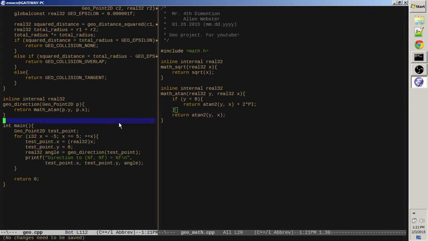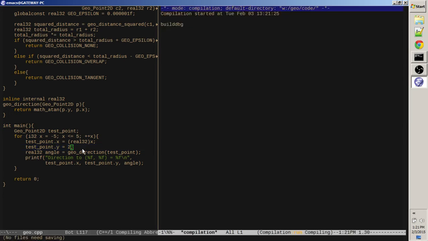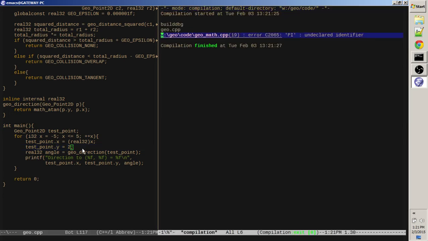So let's test this again using the test code we have set up. We'll start with a positive y. Hopefully it builds. What do we got?